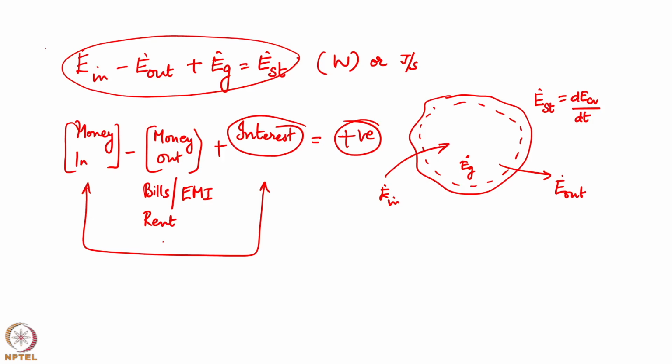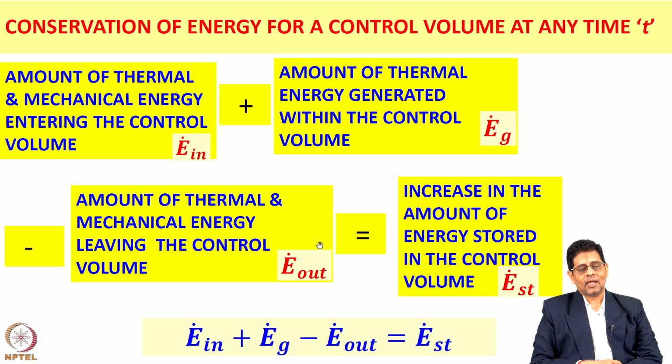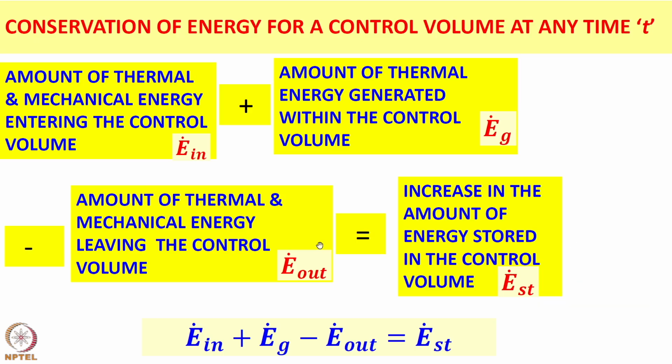So, if you put that in words, it is written here: the amount of thermal or mechanical energy entering the control volume minus the amount of thermal or mechanical energy leaving the control volume, which is E dot out, plus the amount of thermal energy generated within the control volume, E dot G, is equal to the rate of increase in the amount of energy stored in the control volume, which is the E dot stored term.